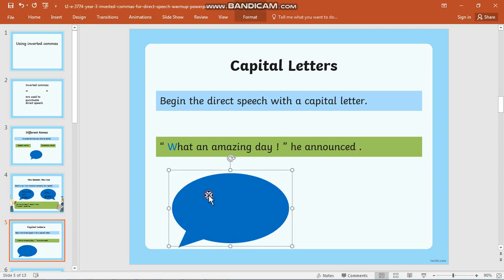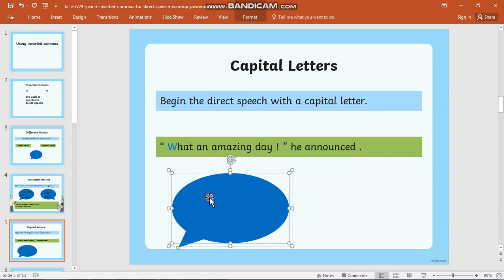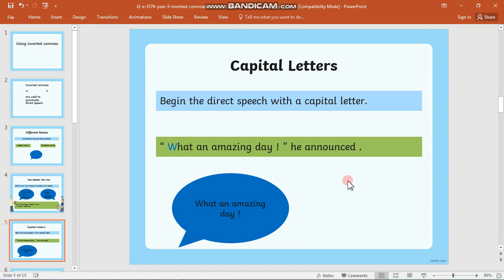I'm going to write the direct speech inside my speech bubble. What, and I start with a capital letter. What an amazing day! Must include my punctuation, exclamation mark. My speech bubble has acted and done the job of the inverted commas.